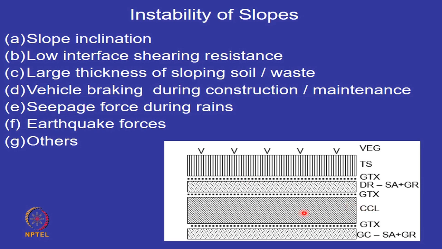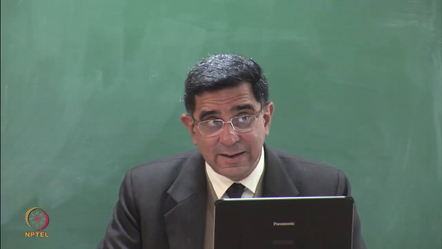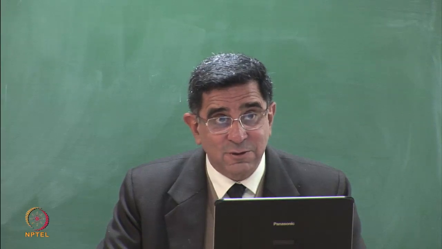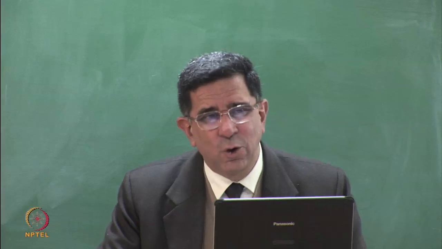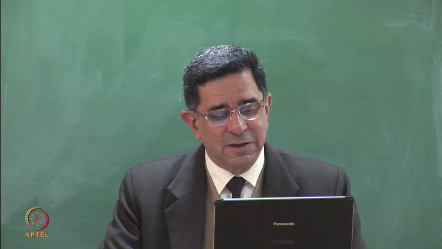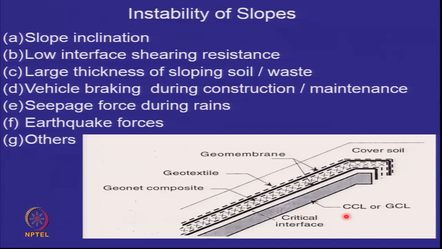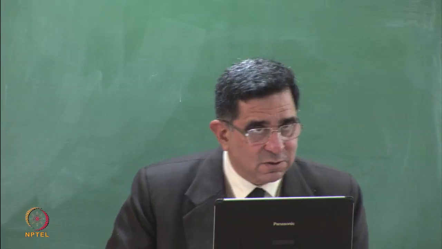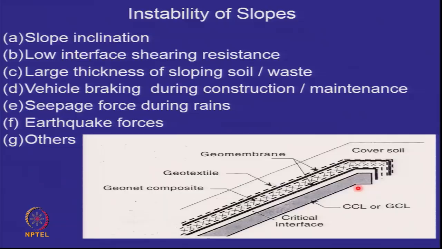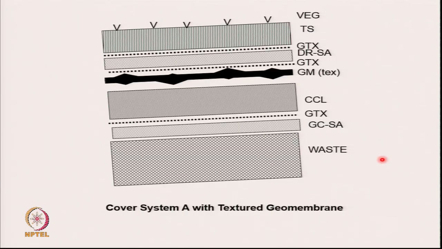Suppose you have replaced the compacted clay liner with a GCL. We talked about a geosynthetic clay liner last time. What's inside the GCL? Bentonite. When the bentonite is hydrated, it is like swelling soil, fully saturated, very low angle of shearing resistance. So even this has a problem. Bentonite manufacturers will tell you that if you are going to make a slope steeper than 3:1, you have to use a special GCL which has a reinforcement inside, which does not allow failures to occur. We'll look at this in detail, but I'm just showing you some examples.